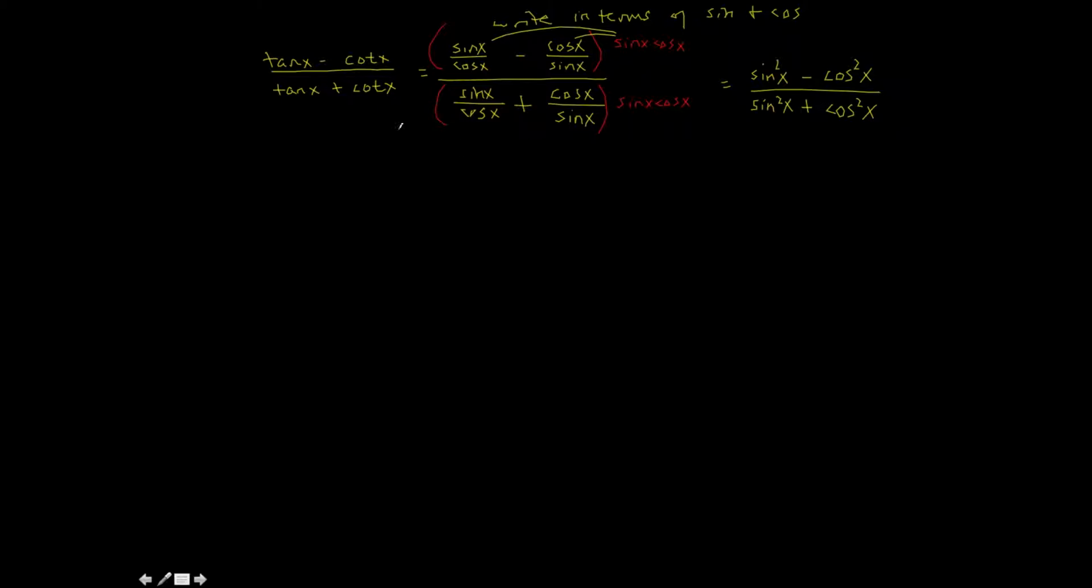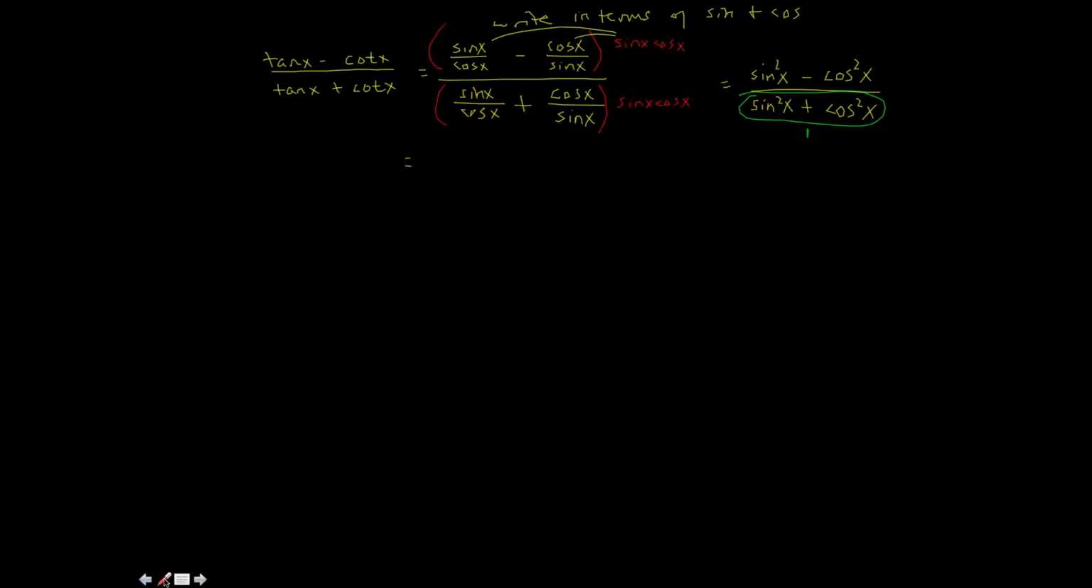Okay? Now, alright, so now immediately something should jump off the page at you. What should jump off the page? Hopefully you're screaming at the screen. This right here should jump off the page at you. Why should that jump off the page? Because that's a Pythagorean identity. What does sine squared x plus cosine squared x equal? It equals 1.